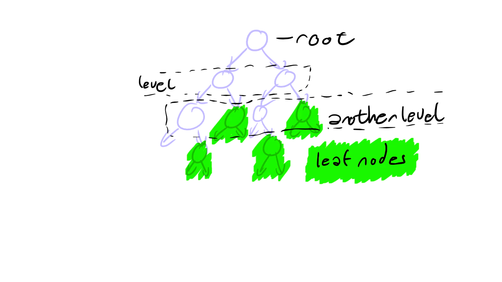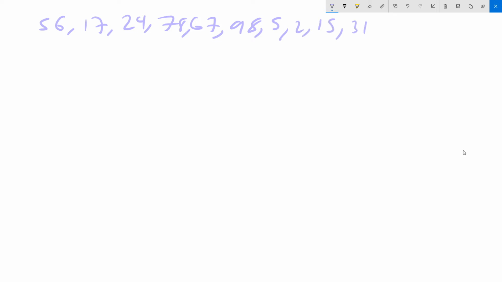With this rule, if we are looking for a node, we just need to know whether we are on it or its relative position to our current node. Let's run through an example with this list: 56, 17, 24, 78, 67, 98, 5, 2, 15, 31, 71.